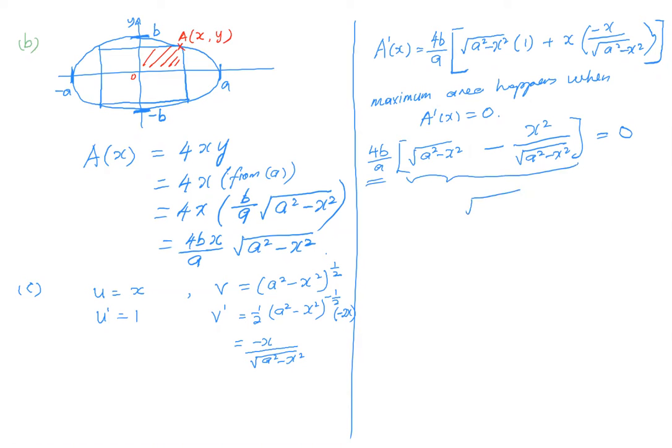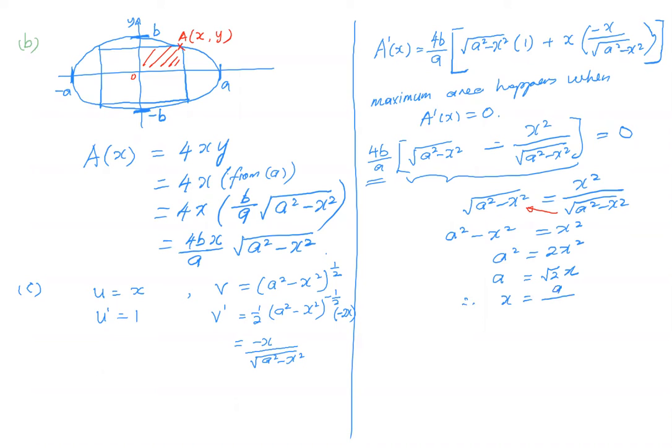So I straight away jump a step by putting this over. So I cross multiply. So I get my a squared minus x squared equal to x squared, right? So a squared equals 2x squared. So a equals square root of 2 times x. So therefore, your x is a over root 2.